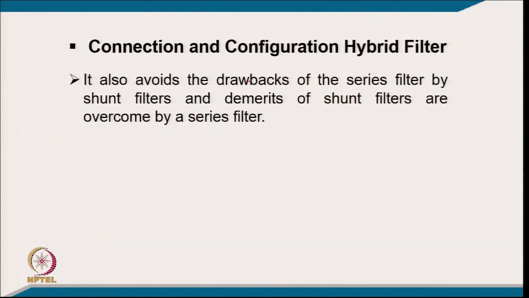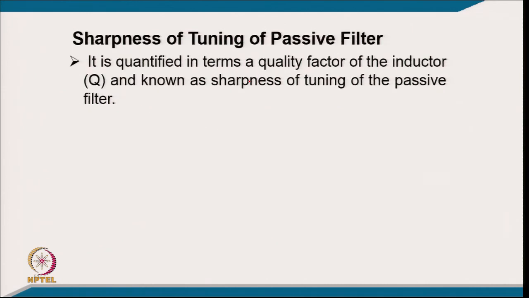It also avoids the drawback of the passive filter by the shunt filter, and the demerits of the shunt filter by the series filter. So, coming to the connection and configuration of the hybrid filter: a hybrid filter means we have both a series filter as well as a shunt filter. The hybrid filters avoid the drawback of the series filter by the shunt filter, and the demerits of shunt filters are overcome by the series filter. It is quantified in terms of the quality factor of the inductor, also known as the sharpness of tune of the passive filter.